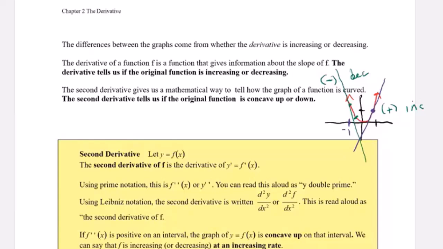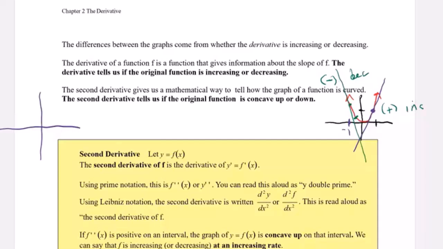Now we have something else we want to know about, the second derivative. The second derivative gives us a mathematical way to tell how the graph of a function is curved. So the second derivative tells us if the original function is concave up or concave down. So what does that mean? Well, let's take a graph.